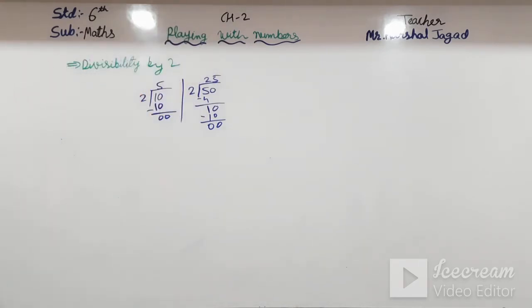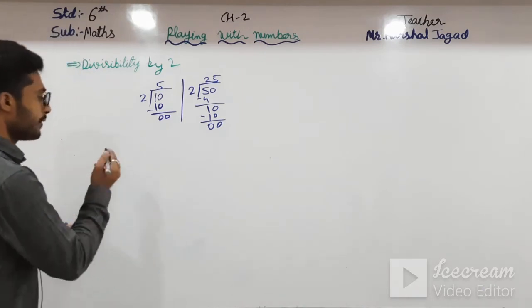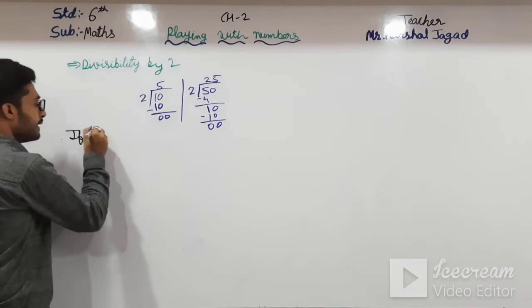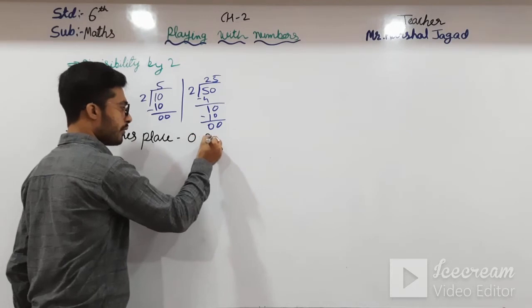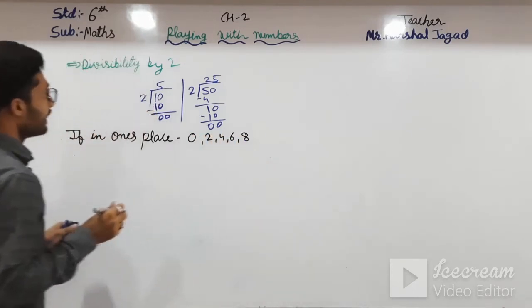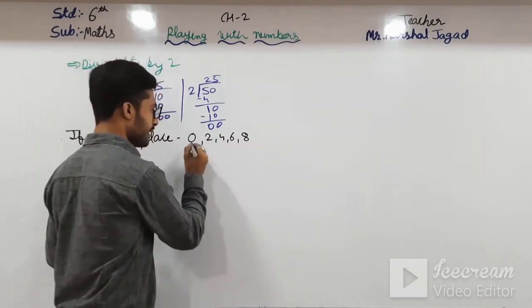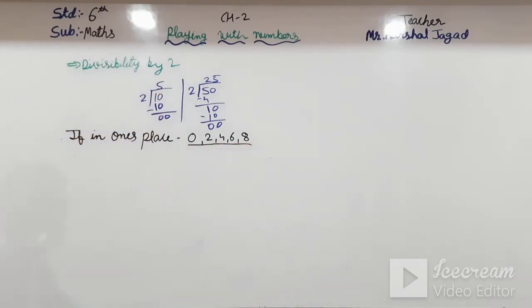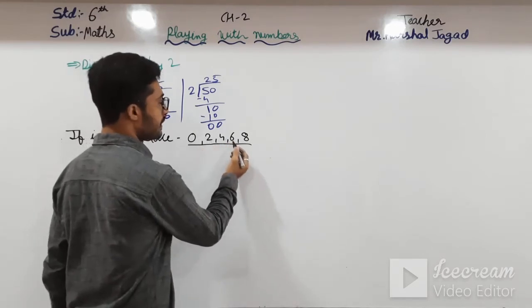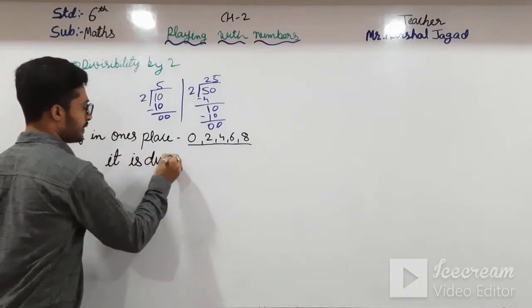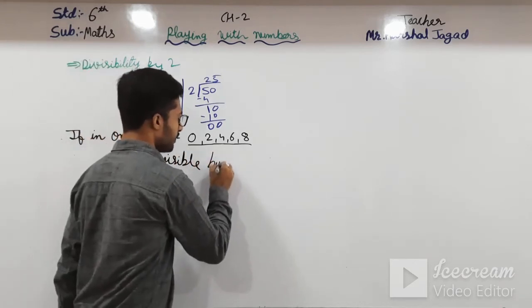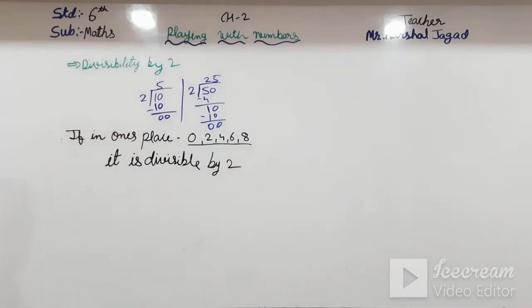Okay students, see here, in the description they have said that if in the ones place of any number there is 0, 2, 4, 6, 8, then it is divisible by 2. See here, this is the divisibility test by 2.